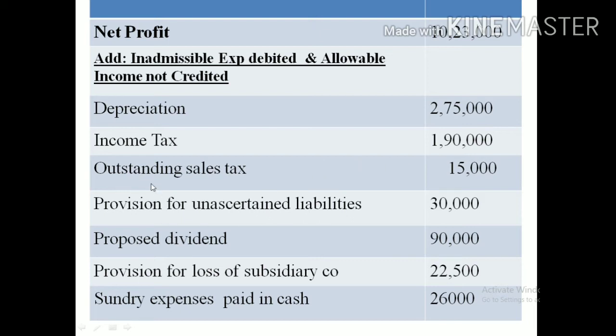Then income tax 1,90,000. Outstanding sales tax I taken 15,000. Outstanding sales tax paid before filing return I taken in deduct. Okay, I deducted. So how much is as per profit and loss account I added here. Then provision for uncertain liabilities 30,000. Then proposed dividend is 90,000. Provision for loss of subsidiary company is 22,500. Then sundry expenses paid in the form of cash, because if they are paid in cash in excess of 10,000 it is inadmissible, the entire amount should be added back.